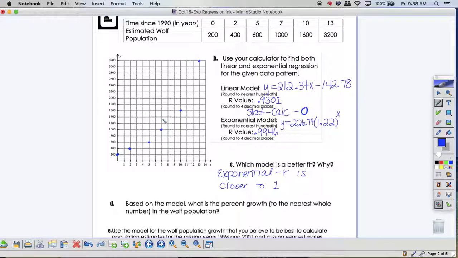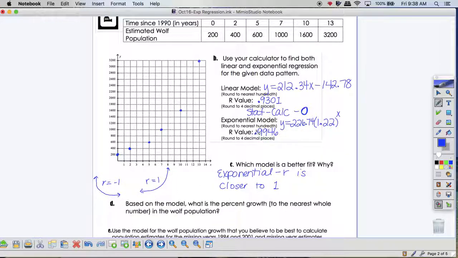Now, does that mean that these points are closer to making a straight line? No, it does not. So this R value, the R values this time, the closer it is to 1 is the closer to make a perfect exponential growth curve. Okay, if R was 1, it would make a perfect exponential growth curve. If R was -1, it would make a perfect exponential decay curve. So keep that in mind.